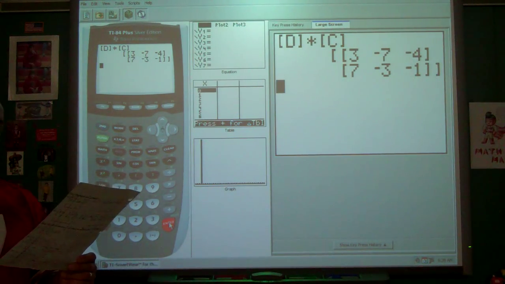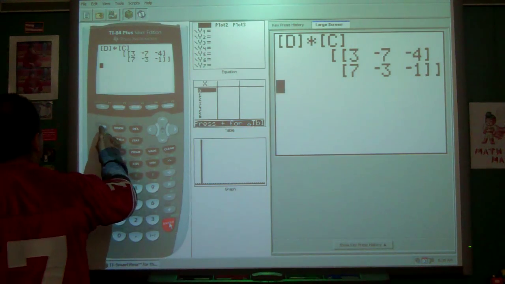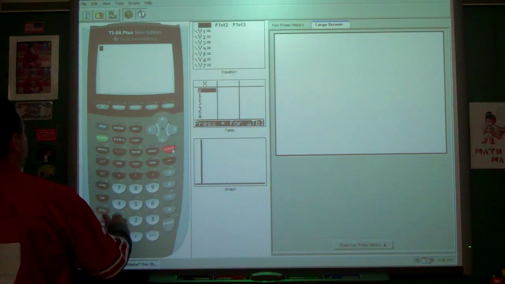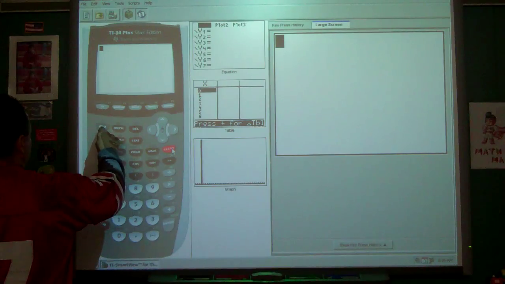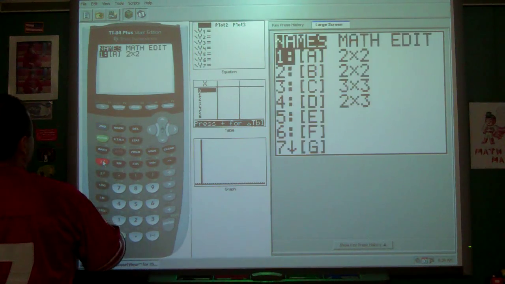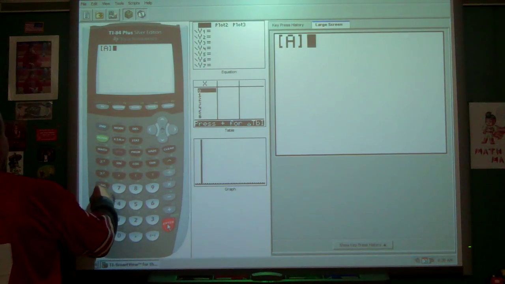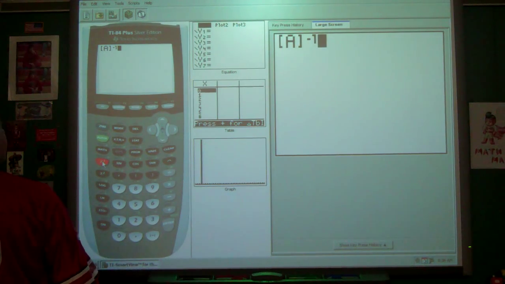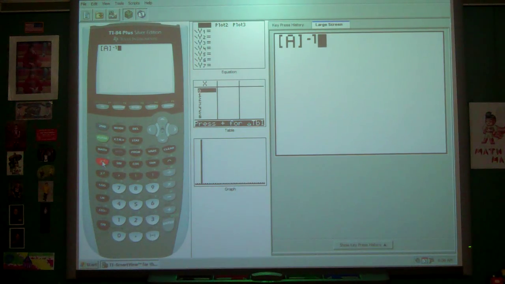Matrix C is, well, they're all in there, right? Let's find the inverse of each. Everybody ready? Clear? Let's find the inverse of A first. So what you do is you get A on your screen. You see your inverse button right here? That's inverse notation, right? Right here. Okay. They'll give it to you.